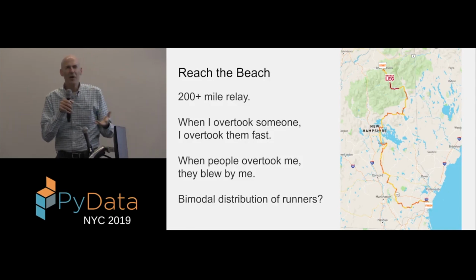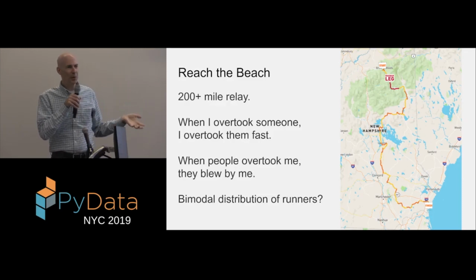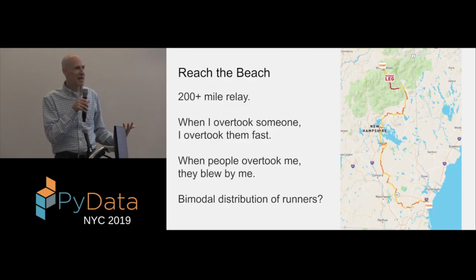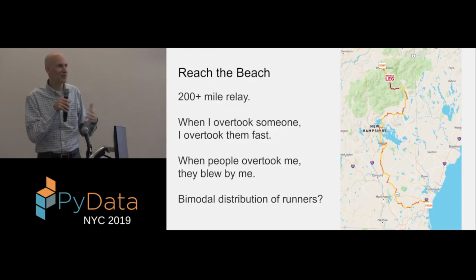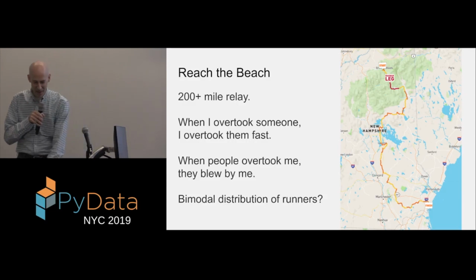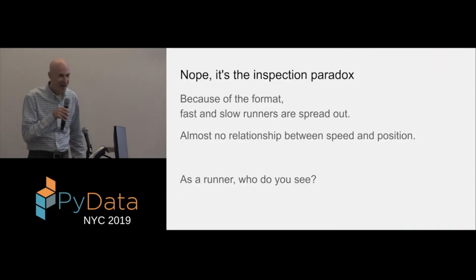And my first thought is, okay, maybe this is a weird race, and it attracts a bimodal distribution of runners. Maybe slow runners and fast runners like relay races, but people in the middle like me just don't do this format. So there's nobody else out here running at the same speed as me. By now, you have probably figured out that that is not true.